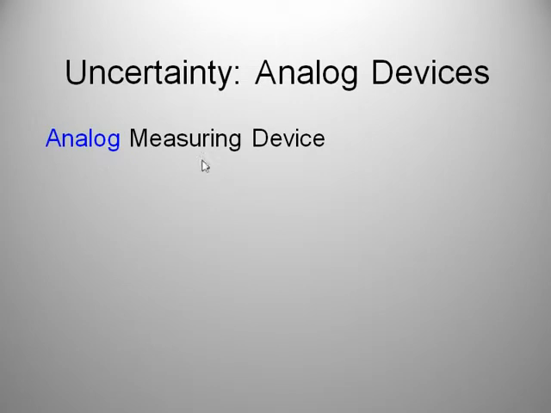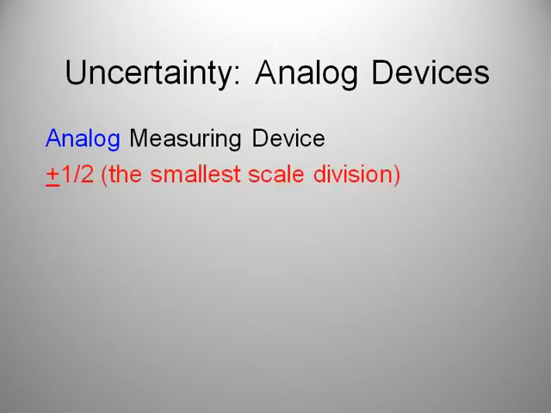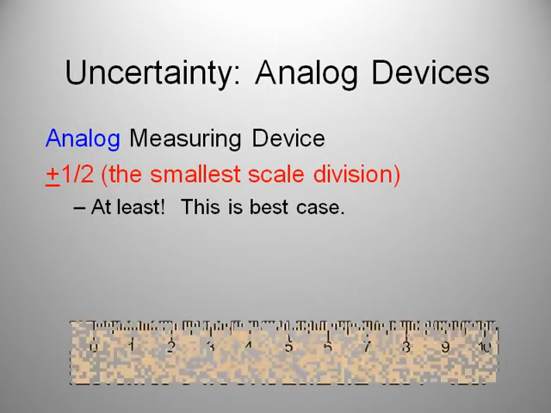So if you have an analog measuring device, and those are things that are, well, anything that's non-digital. For example, a watch or a clock that has hands that are moving on a circular dial. That's an analog clock. We're going to use plus or minus 1/2 the smallest scale division. Now this sounds a little confusing, but let's do an example. Okay, and this is going to be the best case.